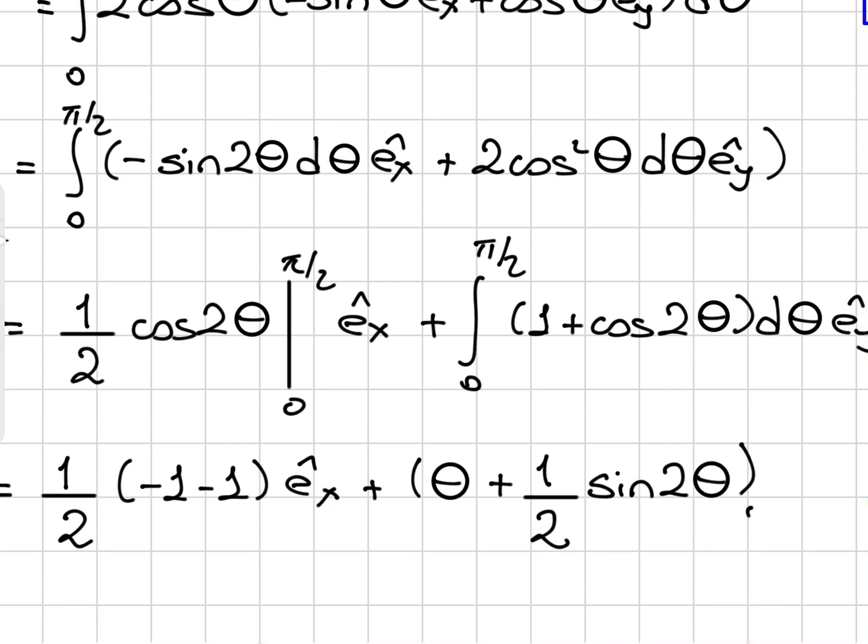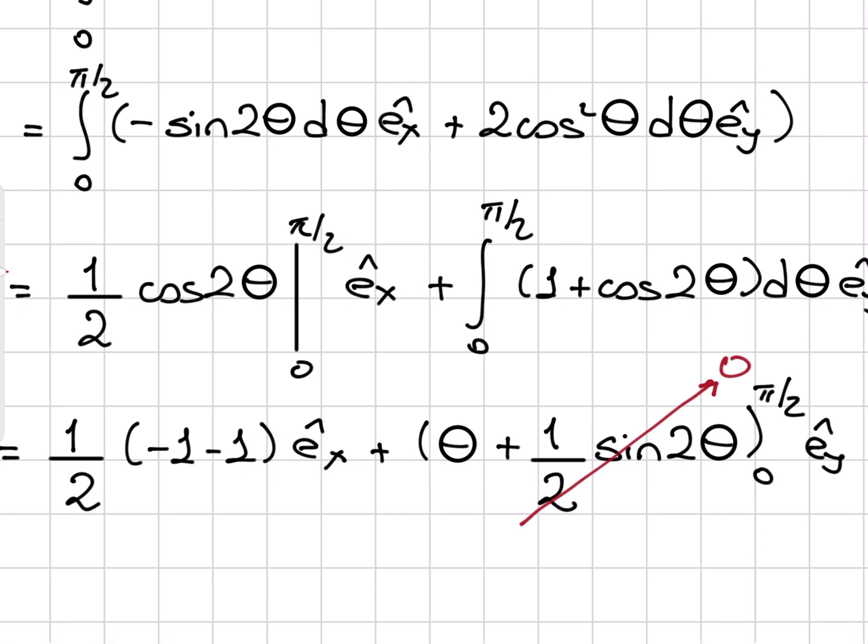And this will be evaluated between 0 and pi over 2 in the Ey hat direction. As you can see, when you substitute pi over 2, here you will have sine pi and sine 0. They're both equal to 0, so this part gives me no contribution. So this is just 0. But I have the theta here, which is going to give me pi over 2 minus 0, pi over 2.